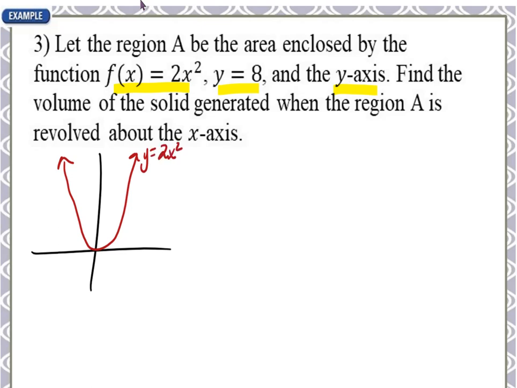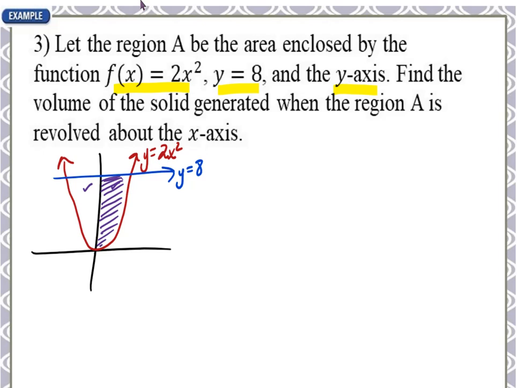And then the function y equals 8, of course, that's just a horizontal line. So that's the function y equals 8. And then you also are talking about bounding about the y-axis there. The reason that they mention the y-axis is because you can see that you've got this region and this region bounded by those two curves. So that's why they're also asking for bounded by the y-axis.